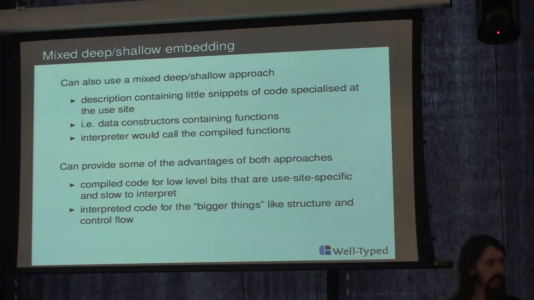What does that mean in practice? That means data constructors that contain functions, where the functions are generated, specialized at the use site, and get embedded into a data constructor. So then your interpreter walks over the data structure and calls these functions at appropriate points. So that can give you some of the advantages of both. There are some things which are just slow to interpret, particularly just reading and writing little bits of memory. Those sorts of things have a high interpreting overhead. So there are some things it makes sense to do in a shallow style, and others in a deep style. So we can do both, and we will do that here.